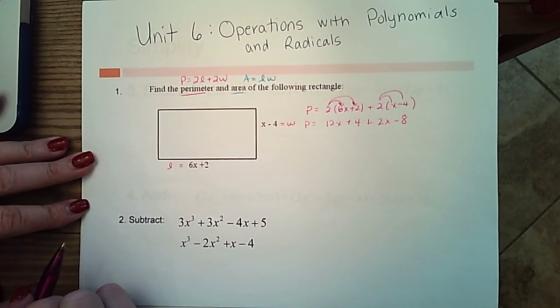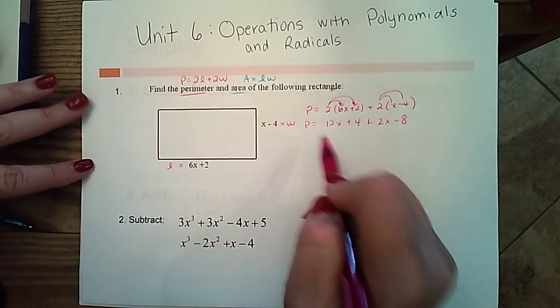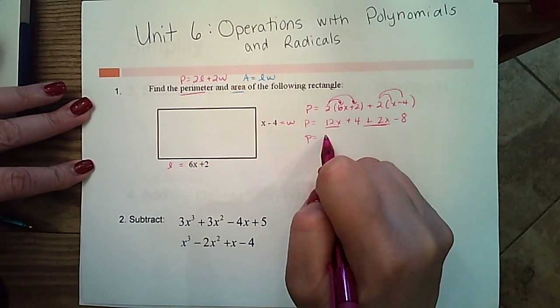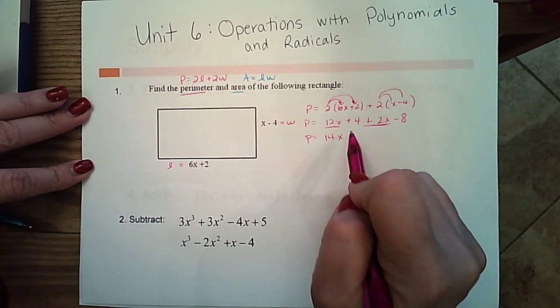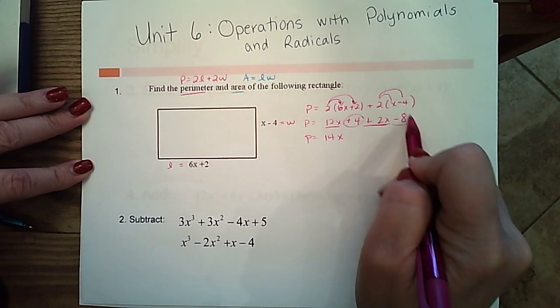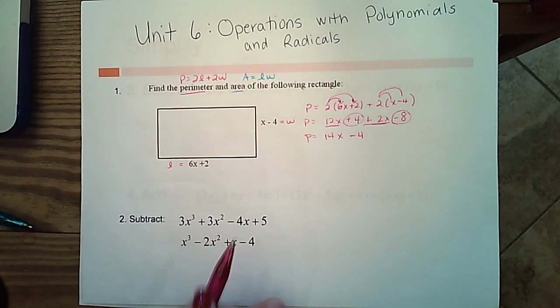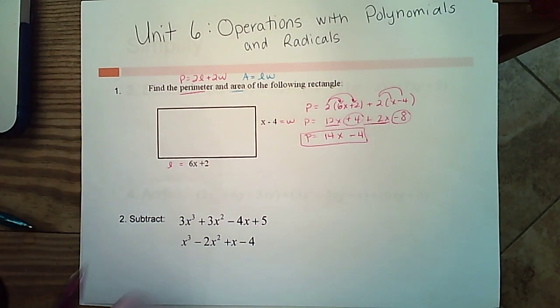Now I'm going to combine my like terms. When I combine my like terms, my coefficients or numbers go together, but my variable stays. So here, we combined what looks alike. So 12x plus 2 more x's gives me 14 x's. We keep the x, we don't do anything else with it. I have plus 4 minus 8, which gives me a negative 4. So my perimeter is just 14x minus 4. I can't put anything else together.